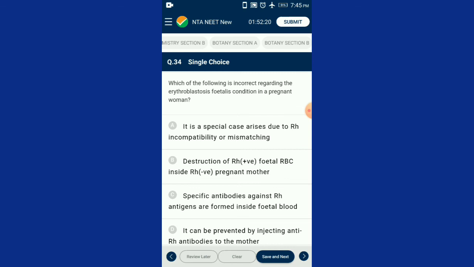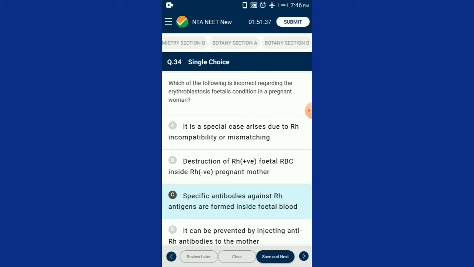Question number 34. Which of the following is incorrect regarding the erythroblastosis fetalis condition in pregnant women? A special case of Rh incompatibility or mismatching has been observed between the Rh negative blood of the pregnant mother and the Rh positive blood of the fetus. This leads to the formation of specific antibodies against Rh antigen in the mother's blood. So the answer is option C. Specific antibodies against Rh antigens are formed inside fetal blood. So that is incorrect regarding erythroblastosis fetalis.